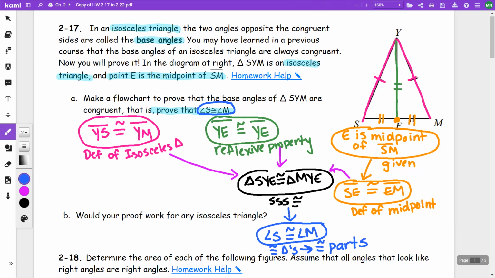Then on the next question, it says, would your proof work for any isosceles triangle? And the answer to that is yes. It would work for any isosceles triangle. This one was not any more special than any other.